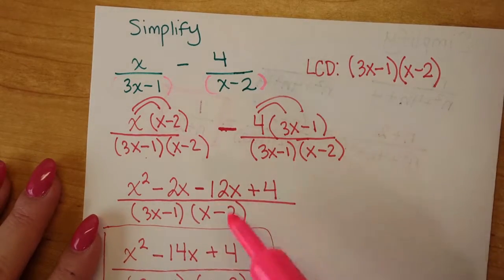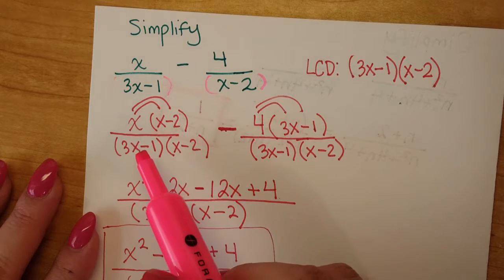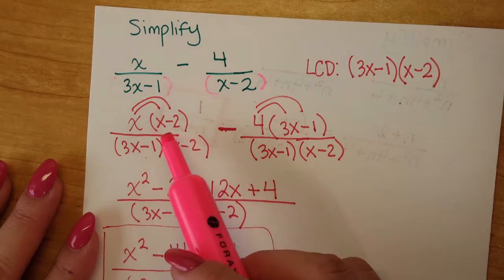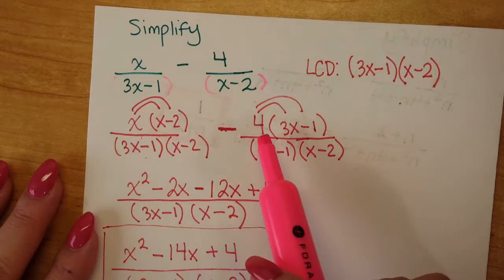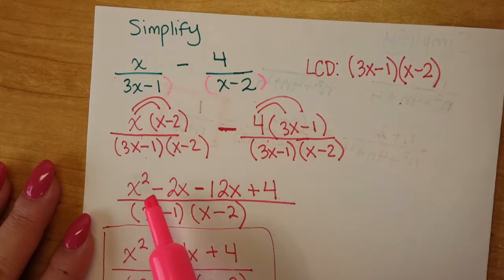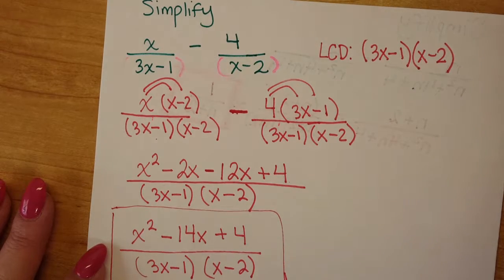Do not cancel these out at this point because you are subtracting. You have to distribute your numerators. You have to distribute the numbers or the variables in the numerator for each fraction, collect it, and then if it's factorable, continue factoring to simplify.